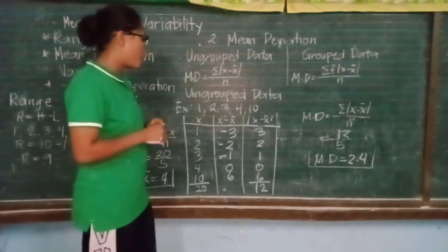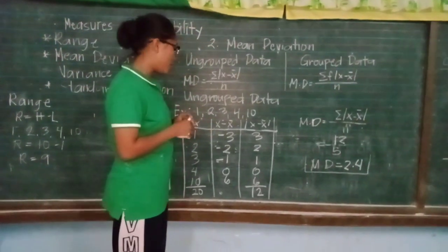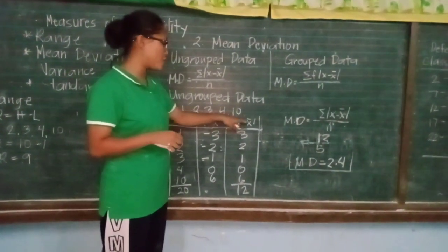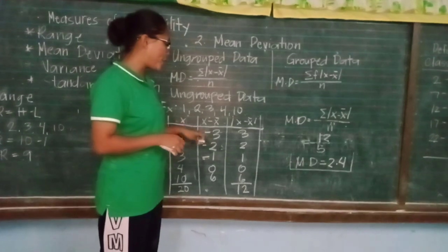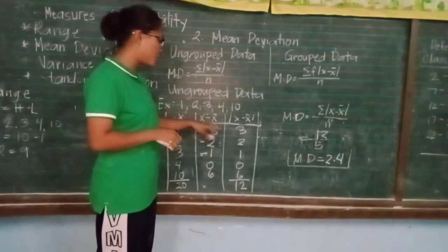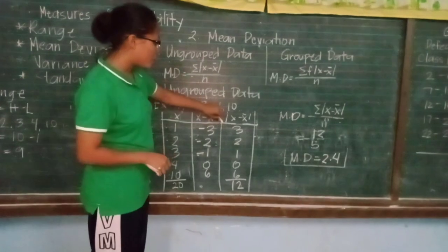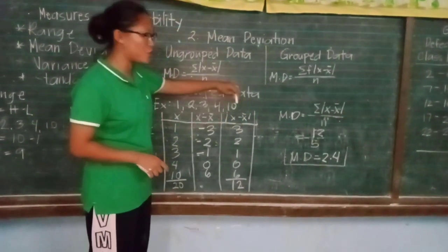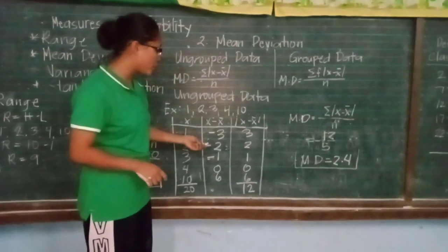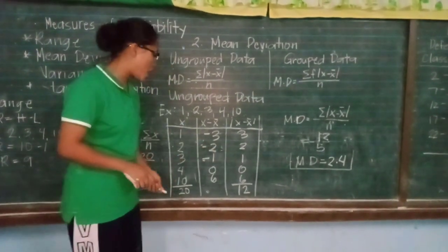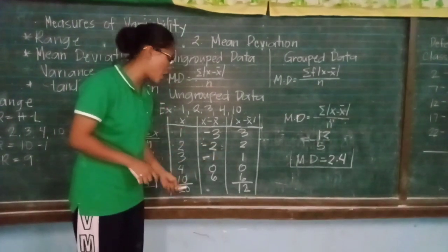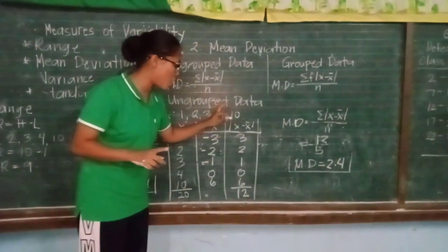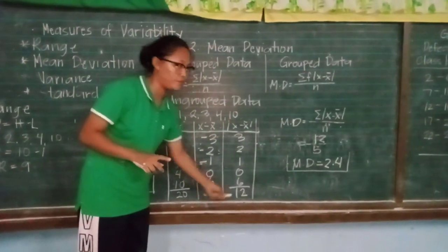And now, to avoid negatives, we will proceed to our absolute value of X minus mean, and we will copy the numbers to our absolute value, and the result will be positive 3. Our negative 3 will be positive 3, and our negative 2 will be positive 2. Our negative 1 will be positive 1. Our 0 will be copied as 0, and 6 also will be copied as 6, and our total number is 12.